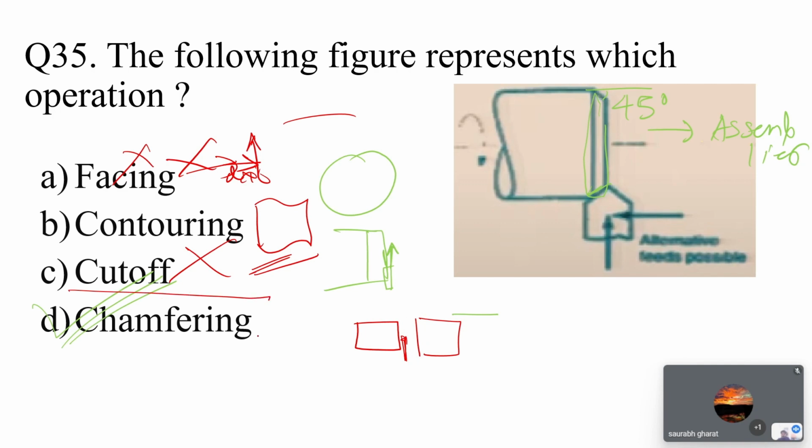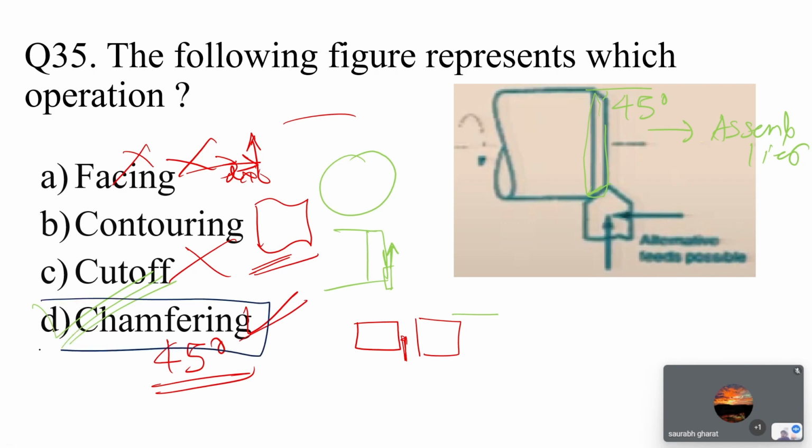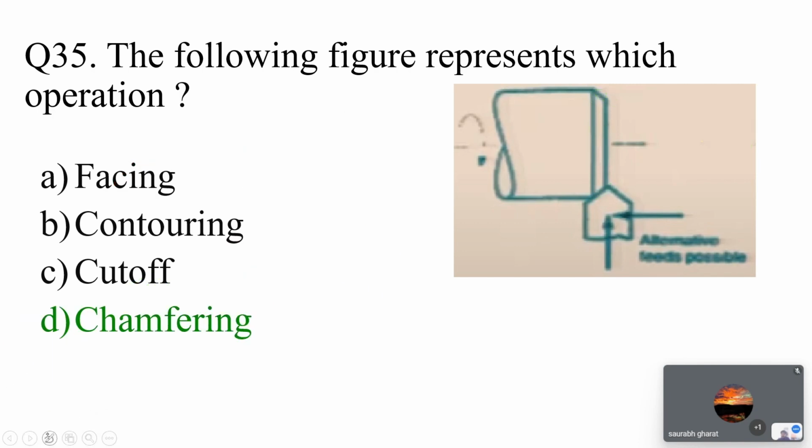So chamfering will be the correct answer, because it is actually giving a 45-degree angle. You know what it is doing? Creating a 45-degree angle. So this is your correct answer. Chamfering. Chamfering is your correct answer.